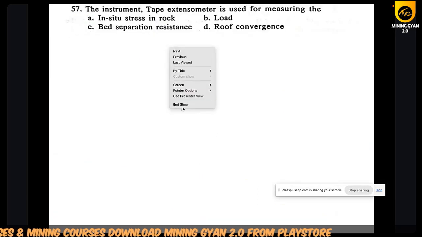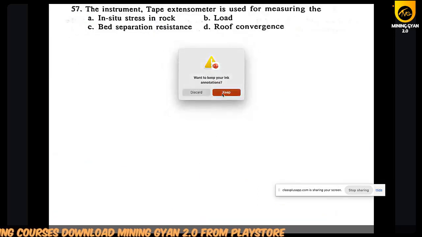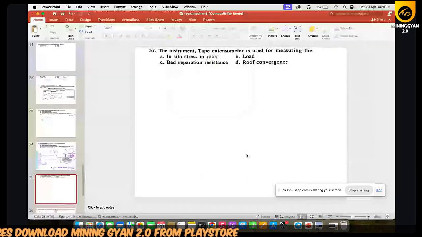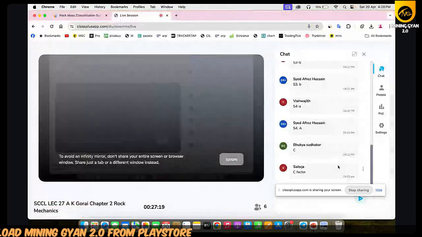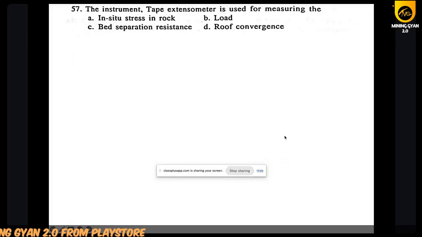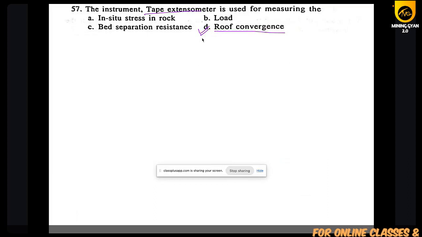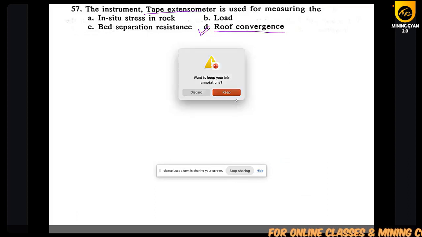Okay, question number 57. We have not discussed this question in our AK Gorai, but if you know the answer, you can comment in the chat box. The tape extensometer. What is the tape extensometer? It is used for roof convergence. For roof convergence, we will use the tape extensometer.